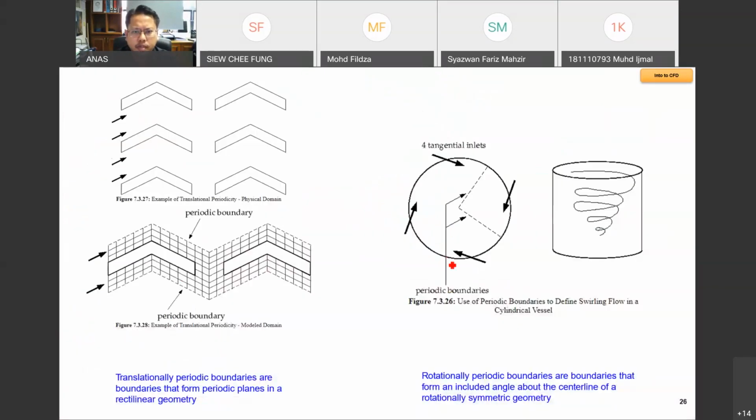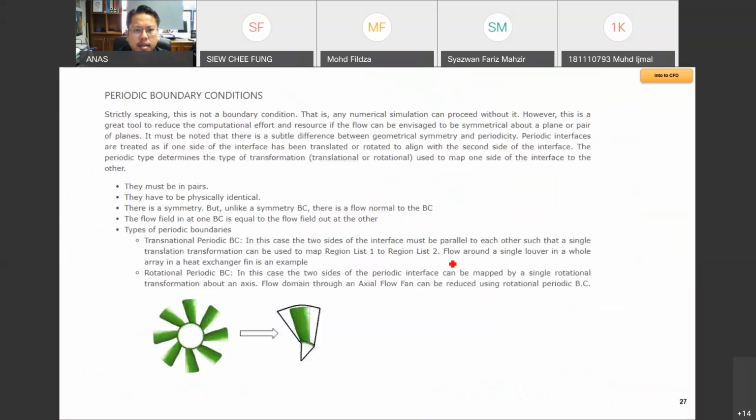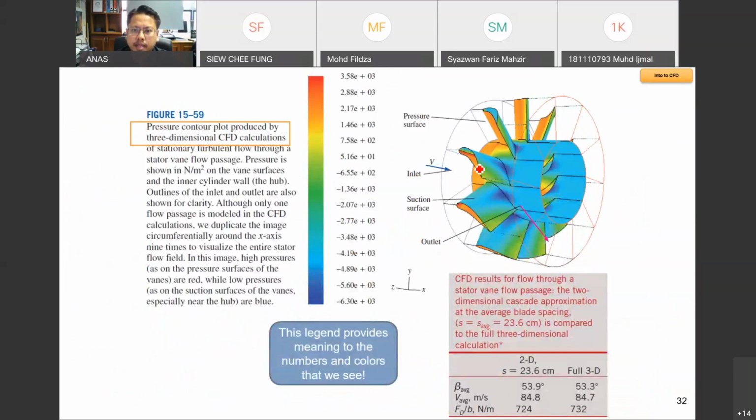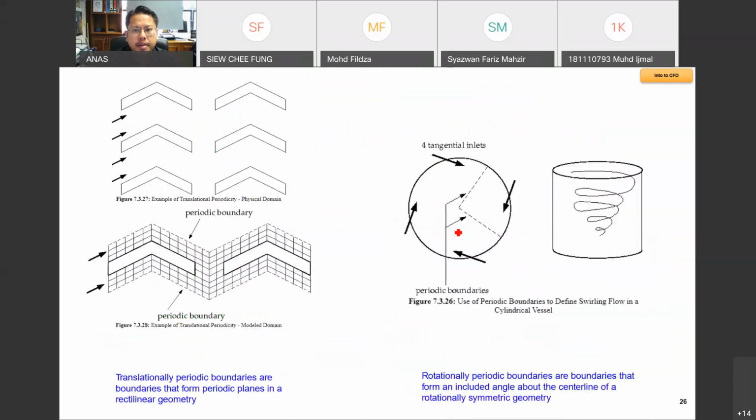So for example, we're going to come back here. This is what happens basically. Just by looking at the domain between these two blades, the results can be replicated to show the result for the whole blade domain, or for the whole device. So this saves time and also computational resources. But you have to make the best judgment whether this method can be used for your particular application.